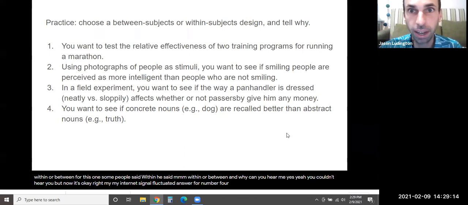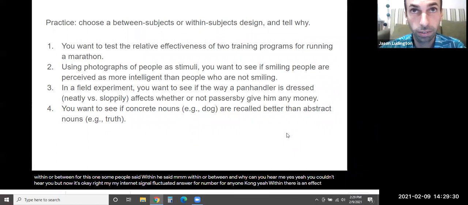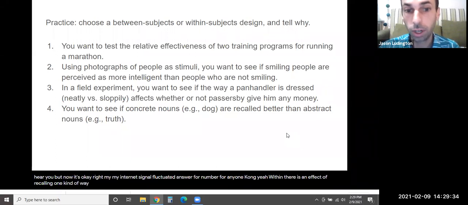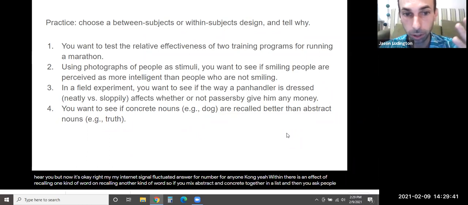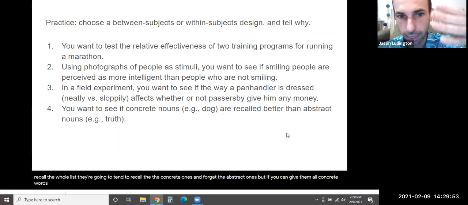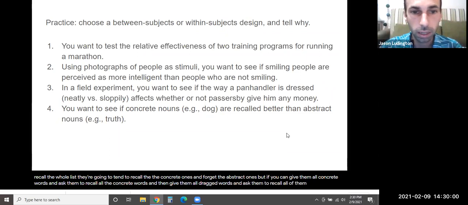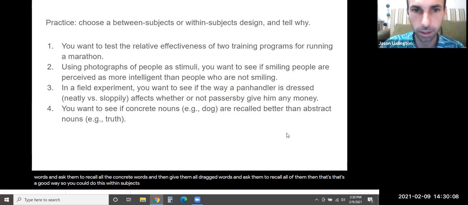So your answer for number 4, anyone? Within. Yeah, within. There is an effect of recalling one kind of word on recalling another kind of word. So if you mix abstract and concrete together in a list, and then you ask people to recall the whole list, they're going to tend to recall the concrete ones and forget the abstract ones. But if you give them all concrete words and ask them to recall all the concrete words, and then give them all abstract words and ask them to recall all of them, then that's a good way. So you could do this within subjects. Good.